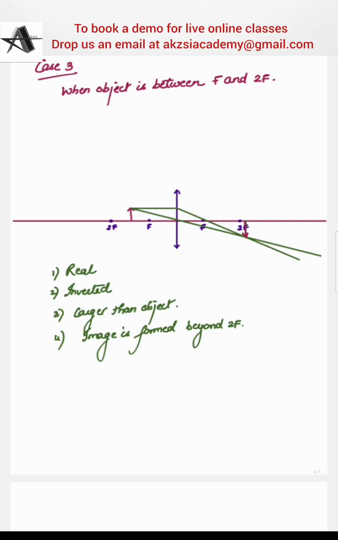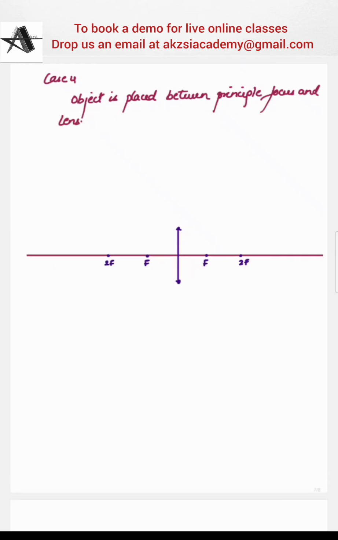Now the case 4, when the object is placed between the center and the principal focus. Here is our object. This is parallel to principal axis and then passes through focus. The second line is same, passing through the center undeviated. Clearly see they are not meeting at all. They are just diverging, going away. Like it's going away there, going away there.